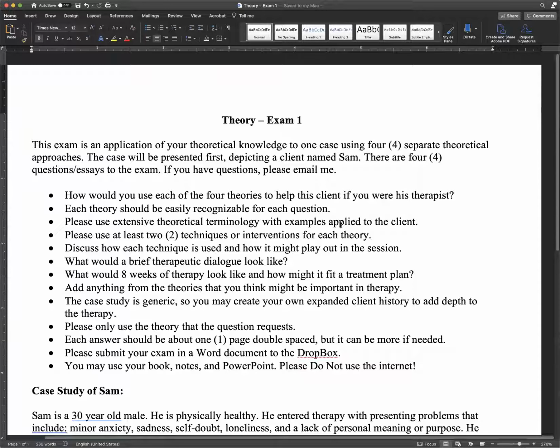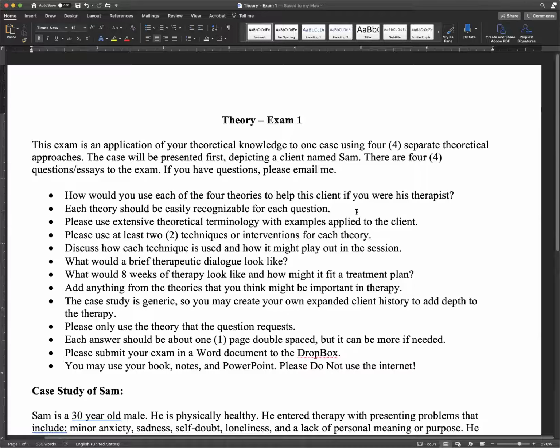You can use your book. You can use your notes. You can use your PowerPoint, but don't copy from those resources. Put it in your own words. You can use the terminology, but don't copy anything. Apply the knowledge. Please don't use the internet. Just use the sources you have for the class.